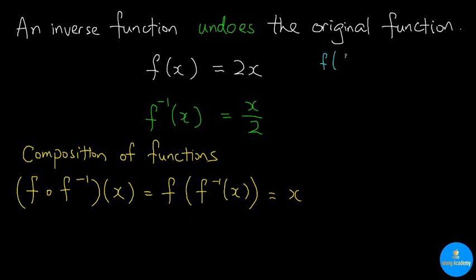f of f inverse of x. Evaluating f inverse of x, we get f of x over 2. And we should plug in x over 2 into this x to get 2 times x over 2, which simplifies to x. So we now see that f of f inverse of x is indeed simply x.